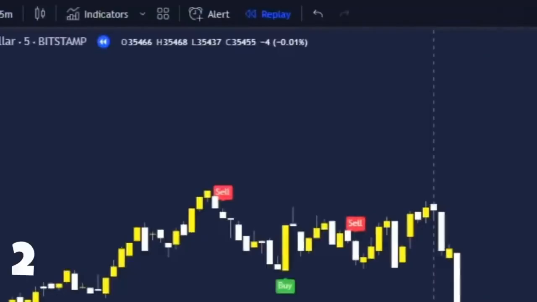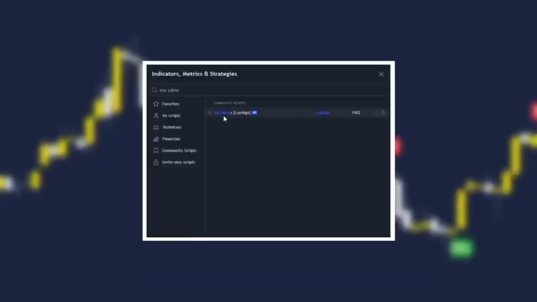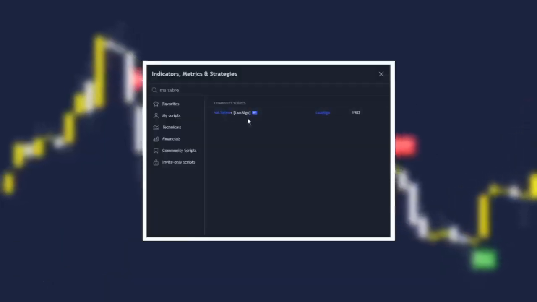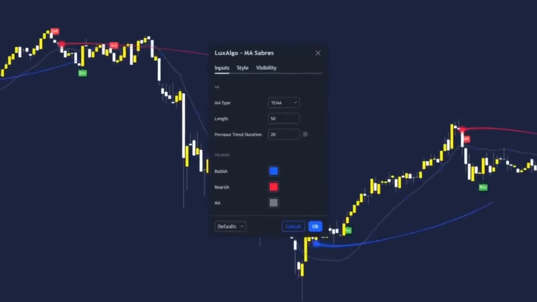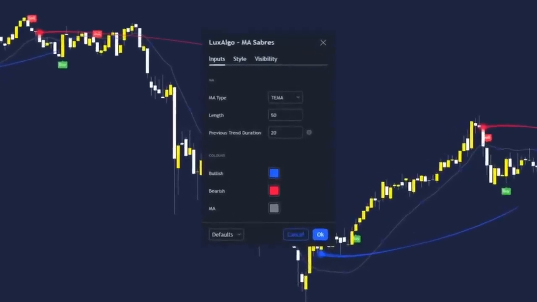For the second indicator, we're going to go up to indicators again, and it is the MA Sabre indicator by Lux Algo. And these are the settings for it right here, but I have left it default, so yours should look like this as well.